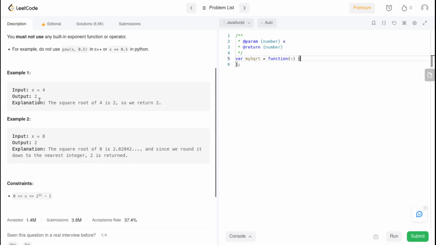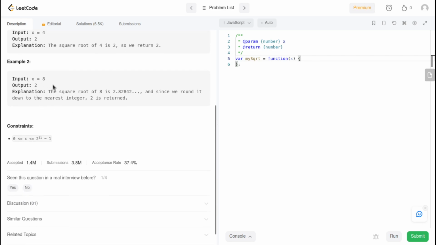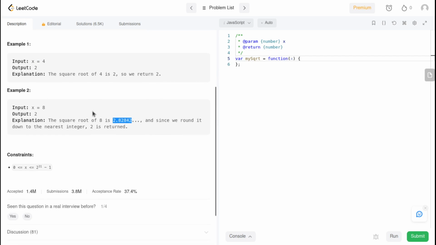So we have two examples here. x equals 4. The output is 2 because the square root of 4 is 2. And we have another example, which is x equals 8. The output is also 2, because the square root of 8 is actually 2.8 and some change, so we need to round it down to the nearest integer.